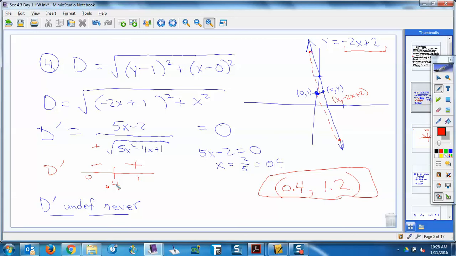So if I was going to do a number line here, I would say D prime is always negative before 0.4, so D is always decreasing, and after, D is always increasing. So therefore 0.4 is a minimum. You could do that, okay? Somehow you've got to have that justification.